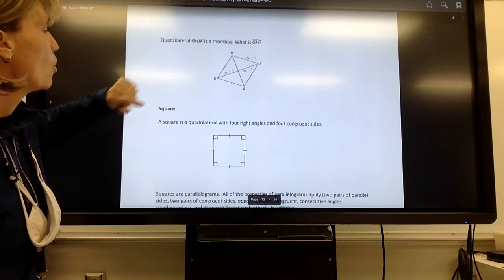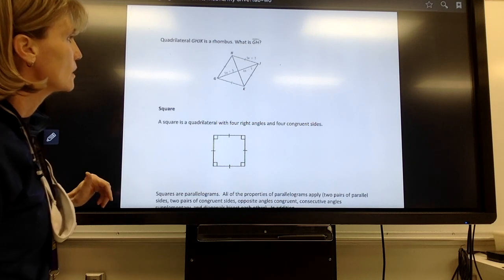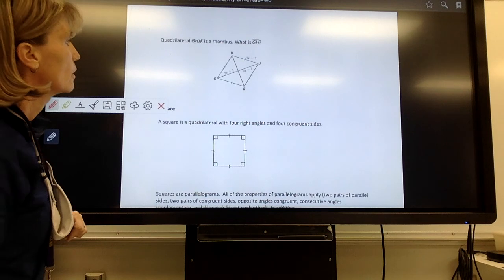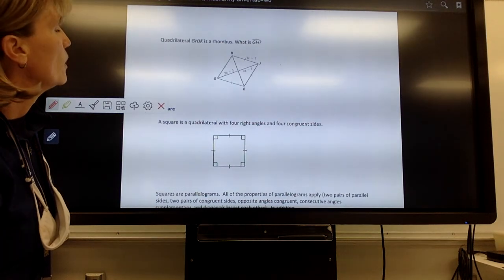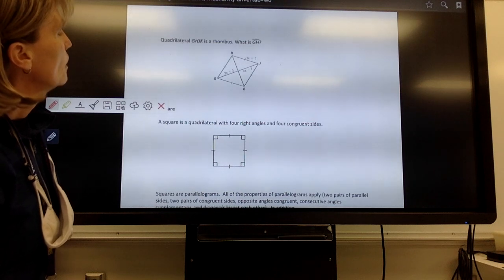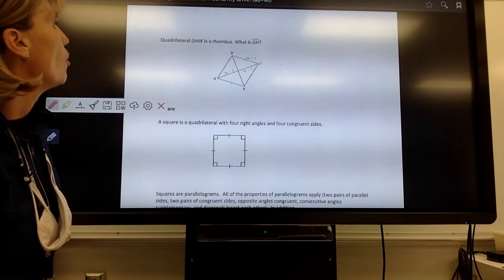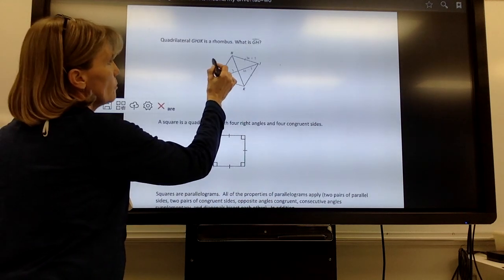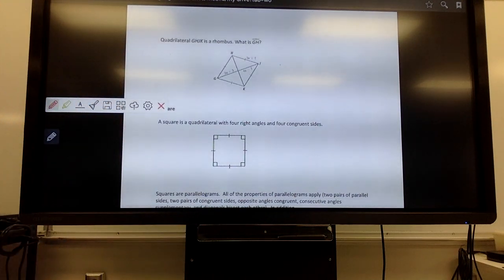Okay, it says quadrilateral GHJK is a rhombus. What is the distance from G to H? Let's see, what can we do here? We know that all of those are the same. So this is going to be, do I have enough information here? I might be missing something here.